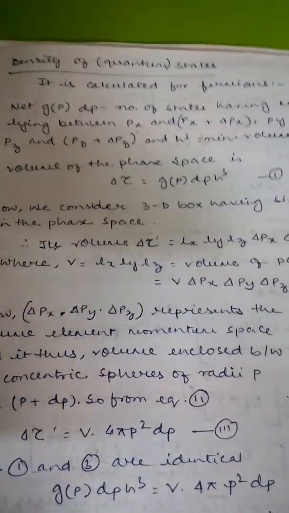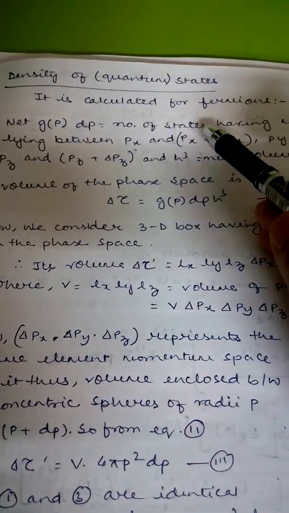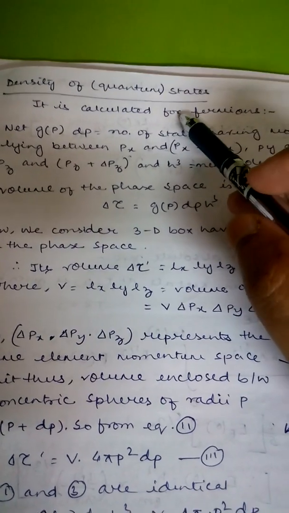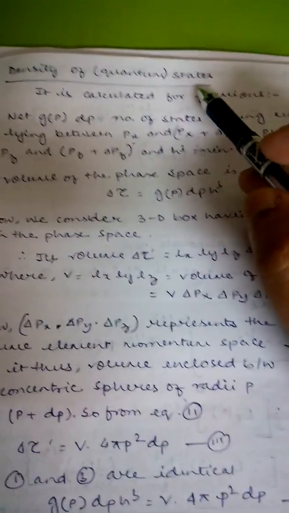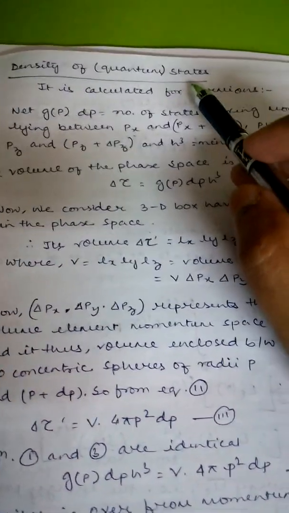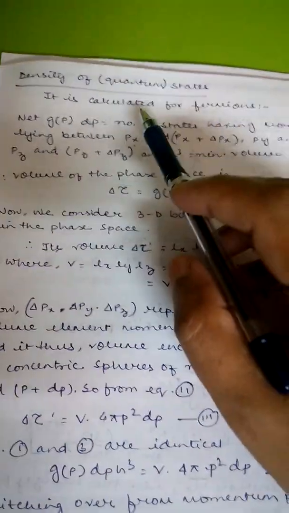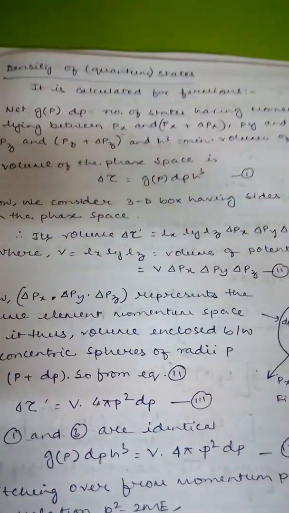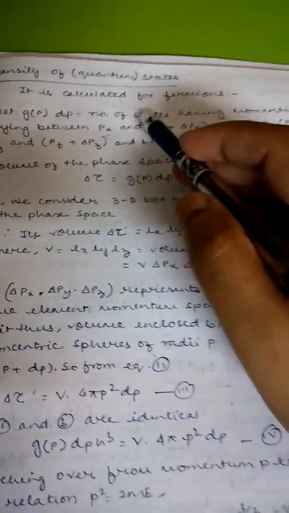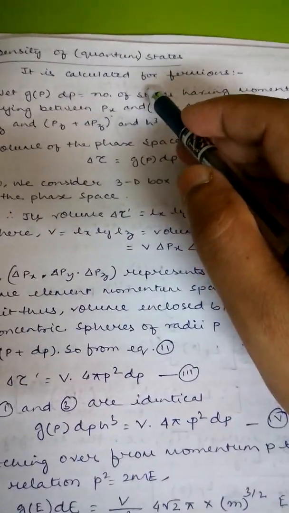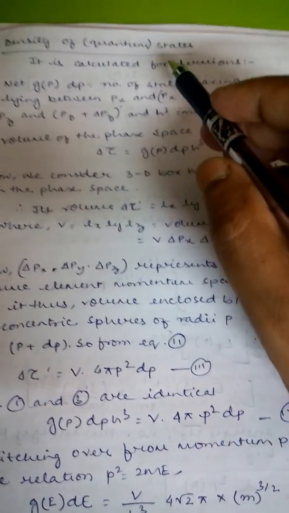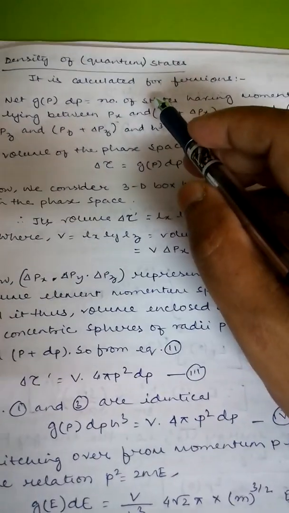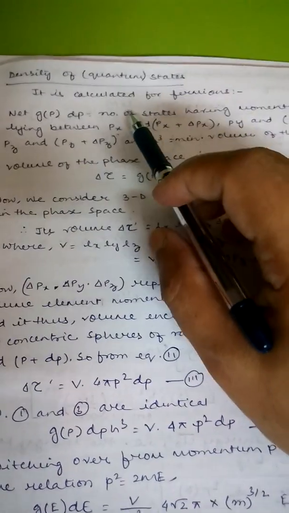Dear students, in this lecture I will describe density of states and the application of density of states. What is density of state? Density of state is the number of quantum states having energy between E and E plus dE. So within this energy range, the number of quantum states is referred to as density of states.